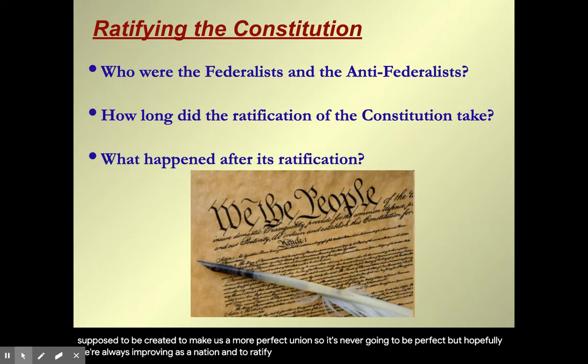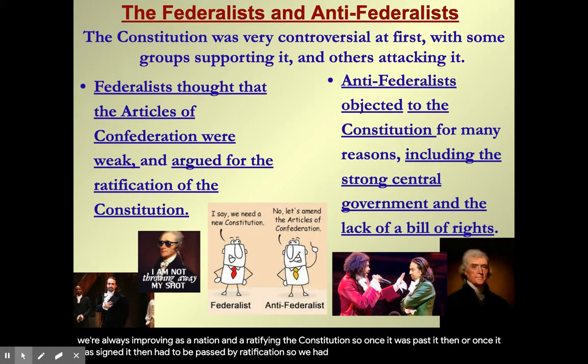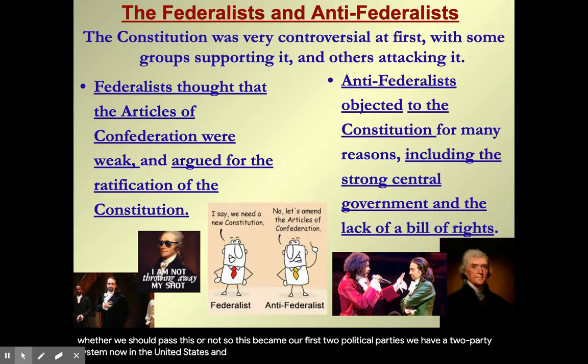And ratifying the Constitution. So once it was passed, once it was signed, it then had to be passed by ratification. So we had people on both sides trying to argue on whether we should pass this or not. So this became our first two political parties. We have a two-party system now in the United States, hence our upcoming election. Two different political parties, and the first two political parties we ever had were here, the Federalists and the Anti-Federalists.